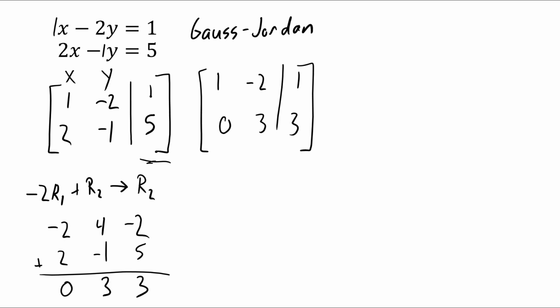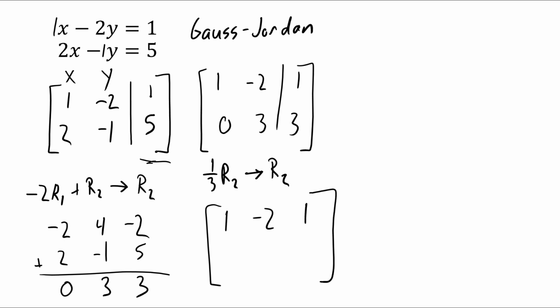All right, our next row operation, we're going to multiply the second row by 1/3. So we'll write that as 1/3 R2 becomes the new R2. All right, and then we'll just rewrite our matrix after we do that. So we got 1, negative 2, 1, and then we're going to multiply all of row 2 by 1/3. So that gives us 0, 1, and 1.